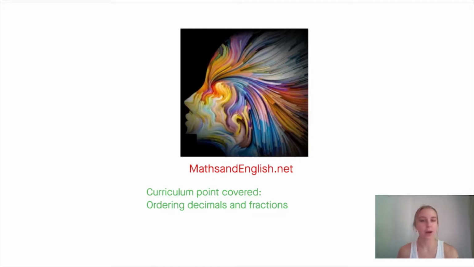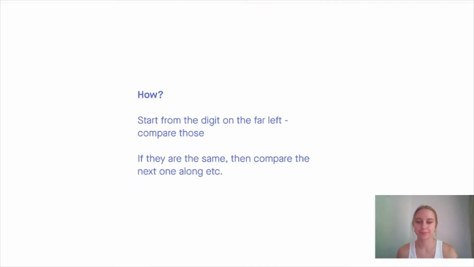Firstly, let's talk about decimals. How would we approach this? Your first step would be to start from the digit on the far left and compare those between the numbers. And then, if at any point they are the same, you move on to the next digit along and compare those between numbers to decide which one is bigger.